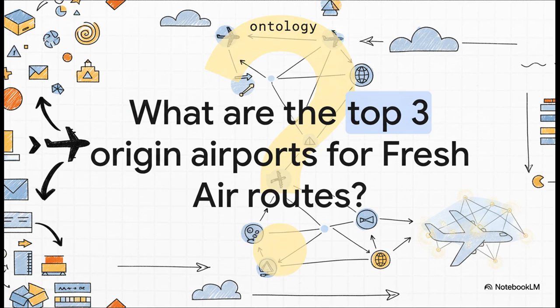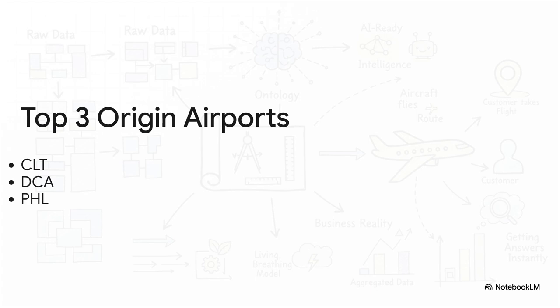You can also ask for aggregated information. Let's say you want to know which of your hubs are the most critical to your entire network. Well, the ontology can instantly analyze all 320 of Fresh Air's routes and just give you a ranked list. Just like that. There's no manual counting, no writing complex queries.